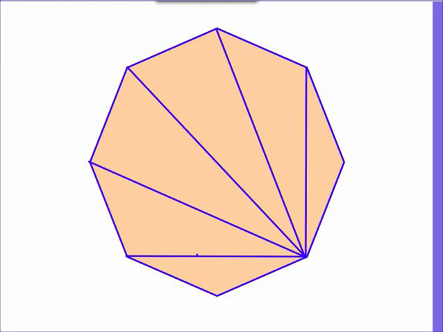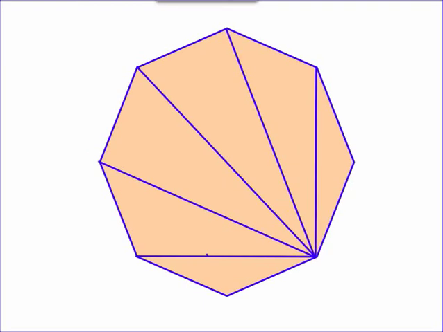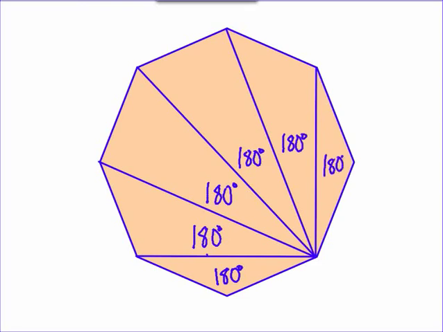If you look at that, how many triangles do I have? 6. And each triangle has measures of what? 180. So this is 180, this is 180, this is 180, this is 180, this is 180, and this is 180. If I add all those up, that would be the sum of the measures. Now you told me that there were 6 triangles, and I had 8 total sides.